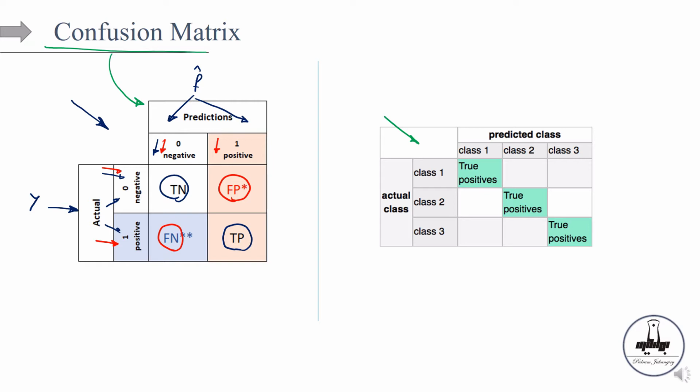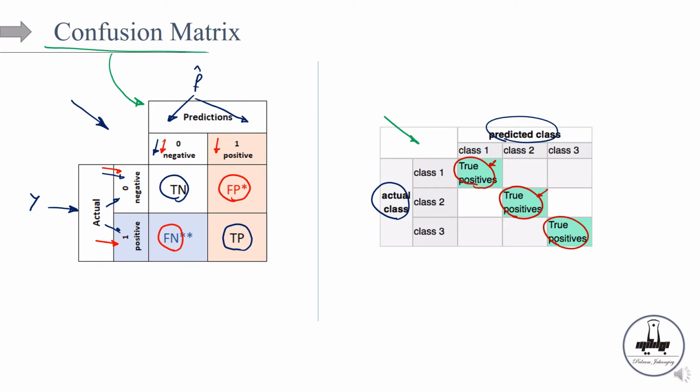Okay. Now let's say in actual there are three classes, class 1, 2, 3. And these are what the model predicts, right? Predicts 1, 2, 3. And the correct predictions are on the diagonal, right? These are what matter most. So let's call them true positive. Basically, it's true class 1, true class 2, and true class 3, right? So these are good numbers. We want to maximize these numbers.